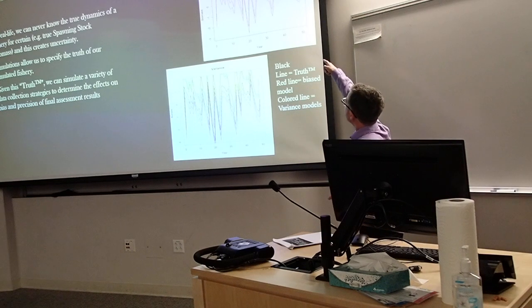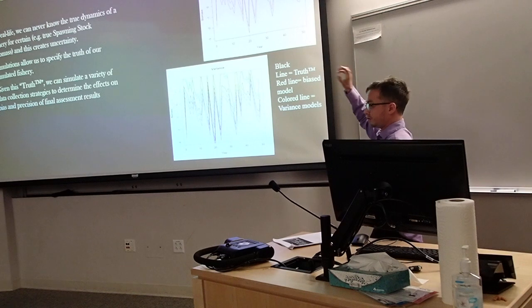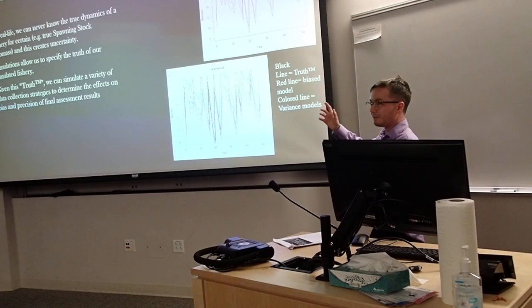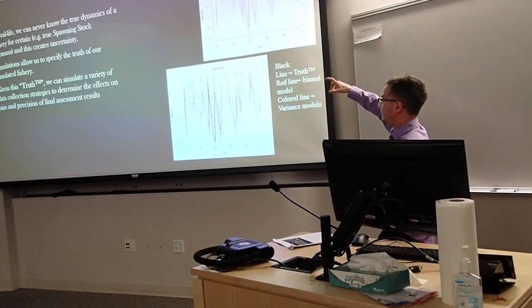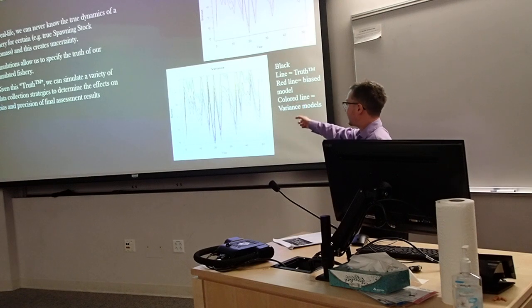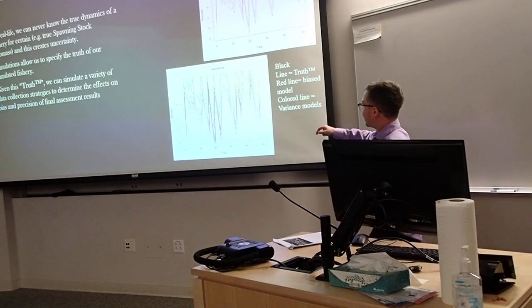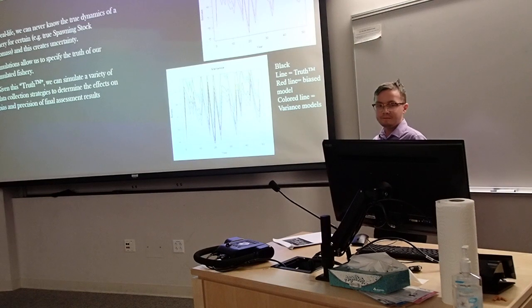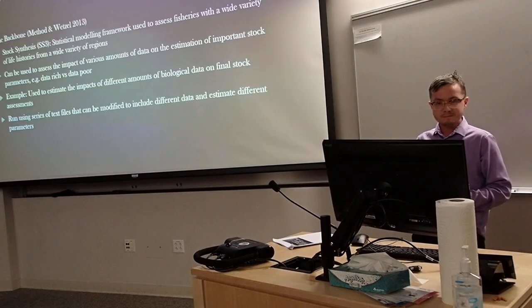You can see up here, this top one, the colors didn't come out quite right, but there's a black line, which is the truth, and then a red line, which is our model, and we can use this to see just how biased our model is. On this bottom one here, there's a black line, which is the truth again, and then all these colored lines are our different models, and we can use that to assess how variable our models are.